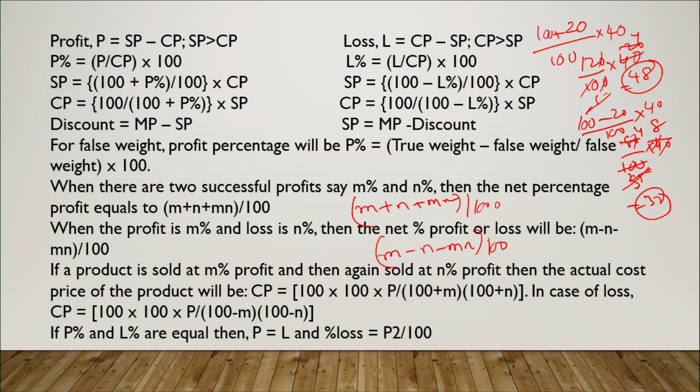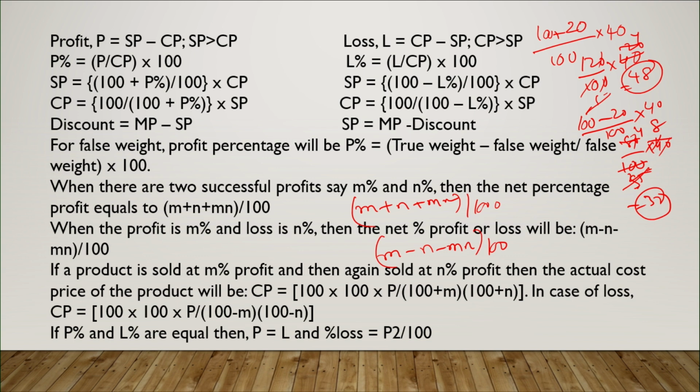When profit is there, use plus, and when loss is there, say minus. Okay. If a product is sold at m% profit, then again sold at n% profit, then the actual cost price of the product will be simply 100 into 100 into p by 100 plus m plus 100 plus n. If it is loss, say it is minus. Is it clear? You can ask that one.